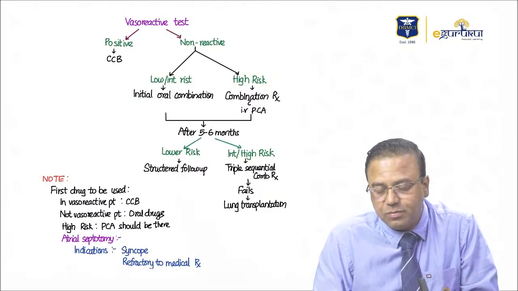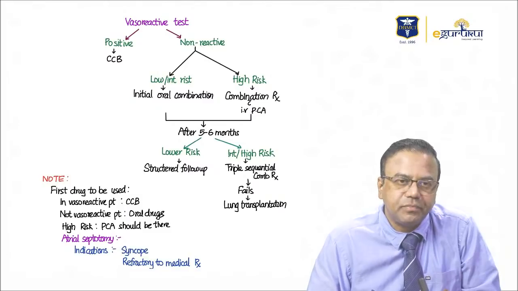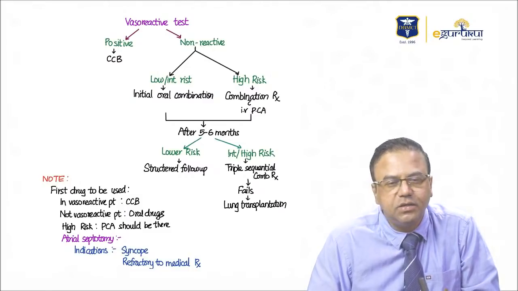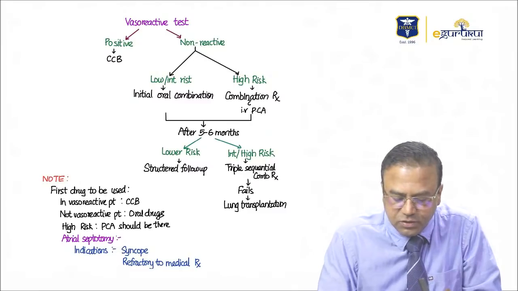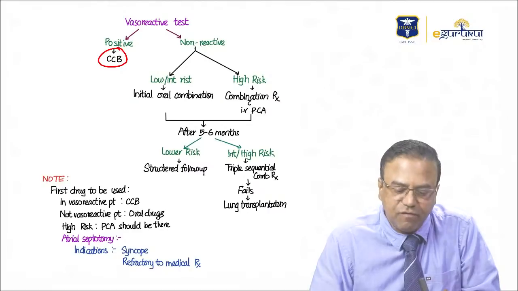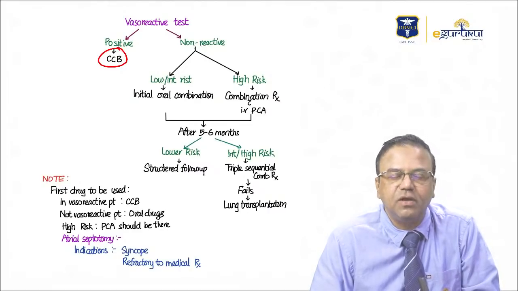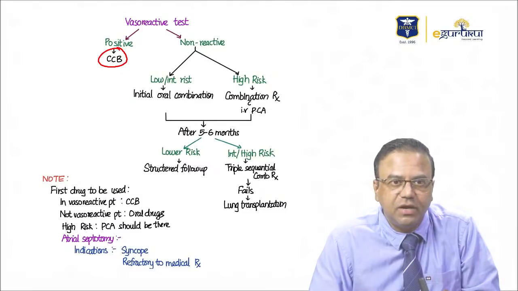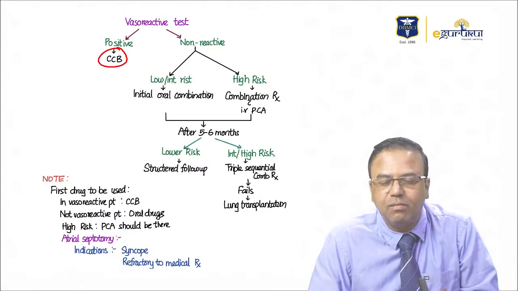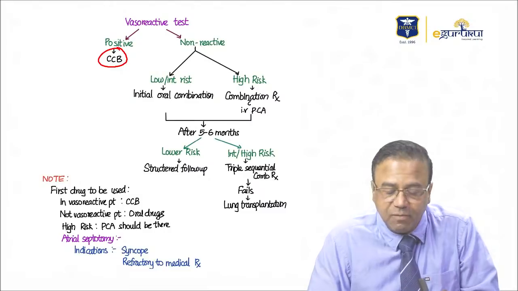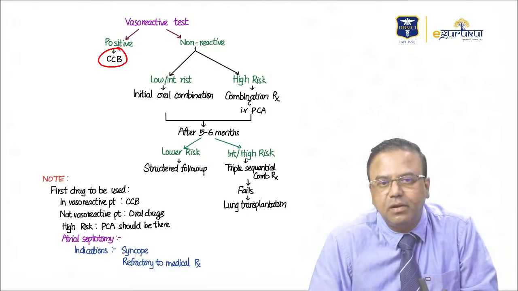Now, coming to the management of primary pulmonary hypertension, once you make the diagnosis, the first thing that you do is a vasoreactive test. Is it positive or negative? If it's positive, then the best drug is a calcium channel blocker. So we always try to find out if we can use a safe oral drug that we have so much experience using, which is very effective but unfortunately only in about 10 to 20% of patients with primary pulmonary hypertension. But if you can pick that up, then that's going to be the main drug.